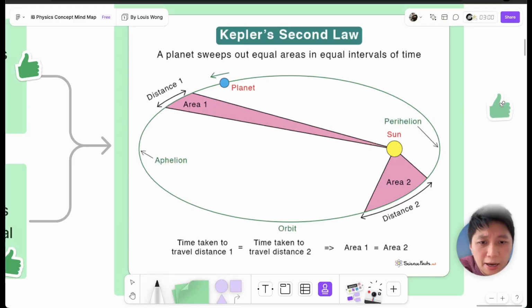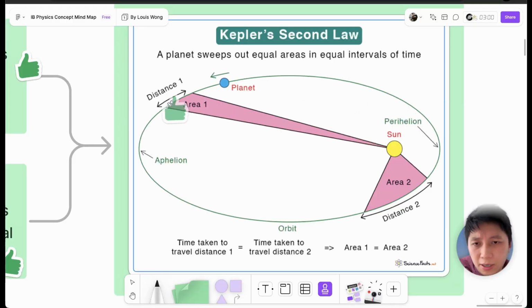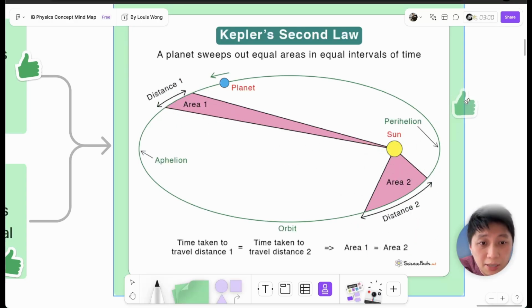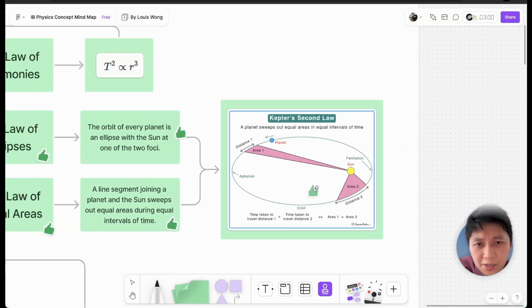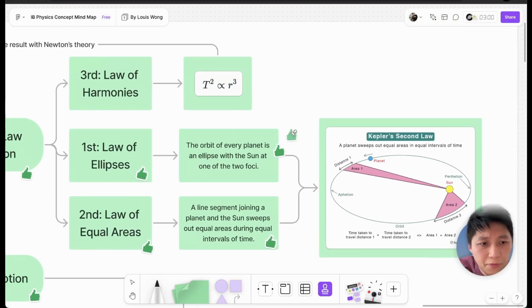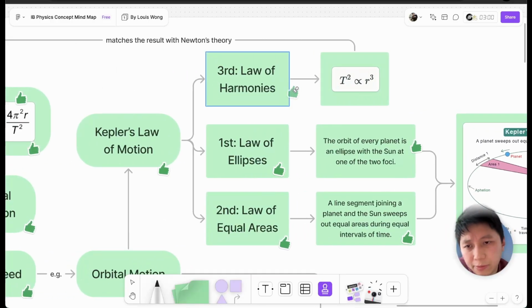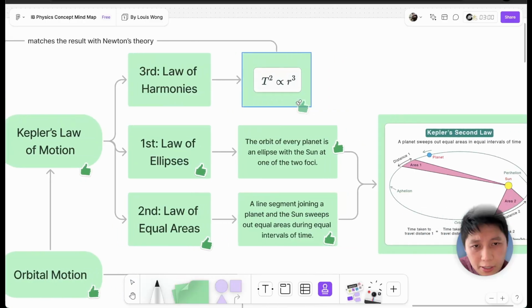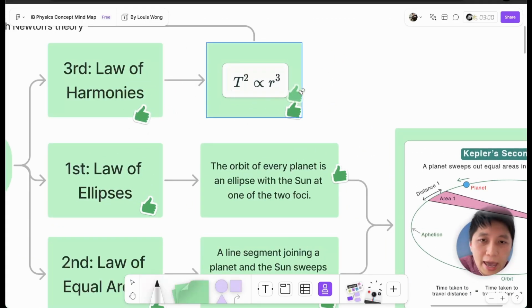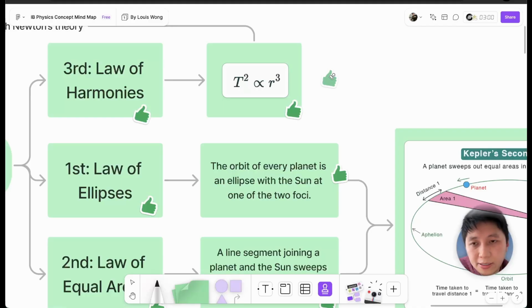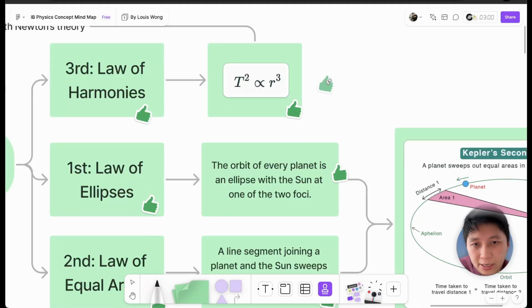So you can see this diagram, I took it from Google, and then you can see area 1 here versus area 2 here is the same, if only the time is the same. This is a very interesting consequence of the motion equations. The very last one from Kepler, the third law, states that the relationship of the period and the radius of the orbit is like this.